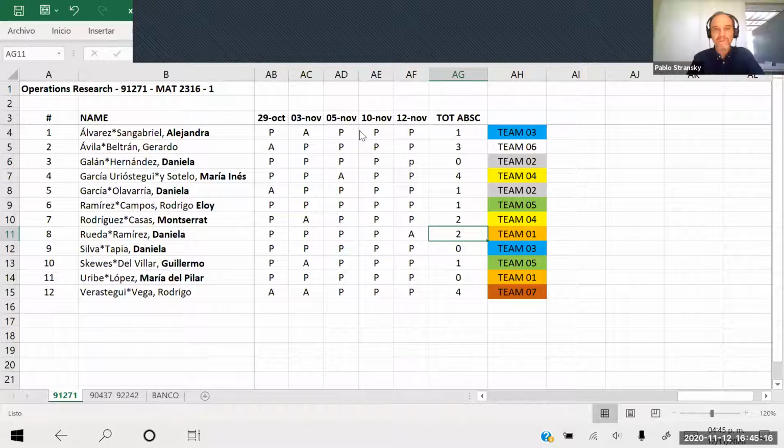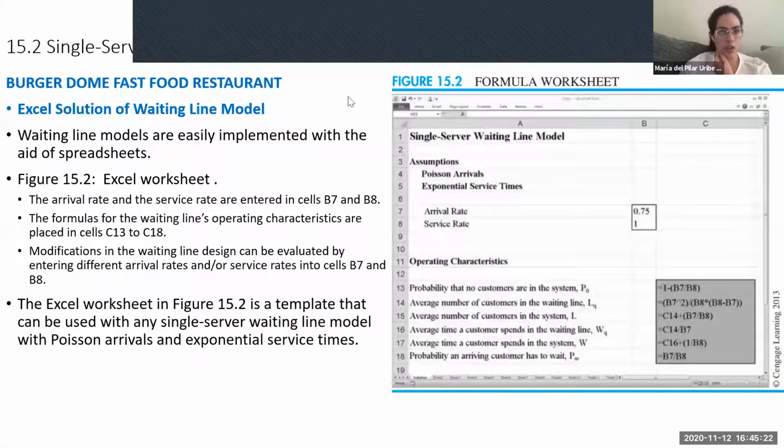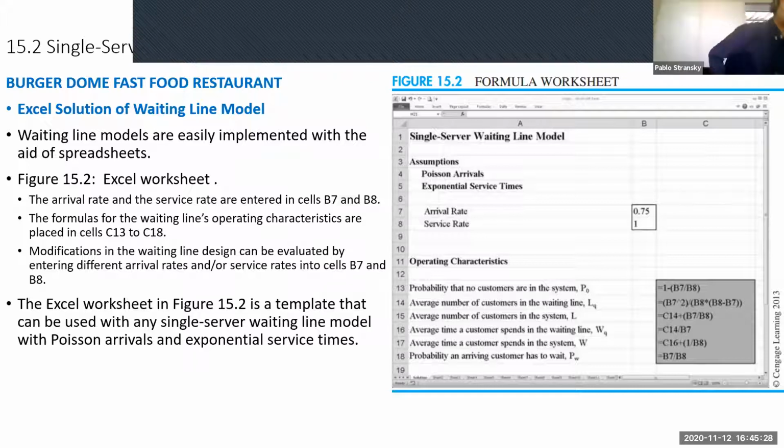Now let's go back to the exercise. Continue, and I'll come back in 10 minutes, okay? Teacher, can you put the presentation up? You already have the presentation in Brightspace. There you can see the formulas. Okay, thank you.